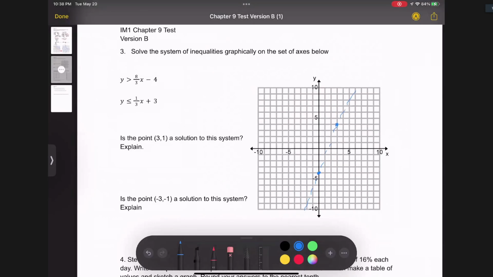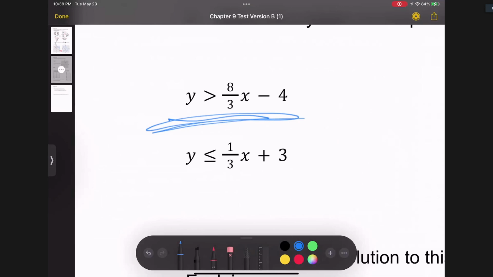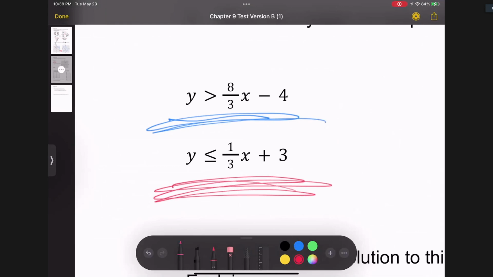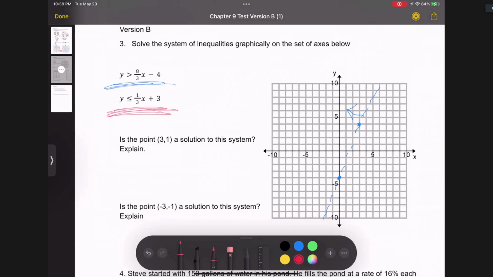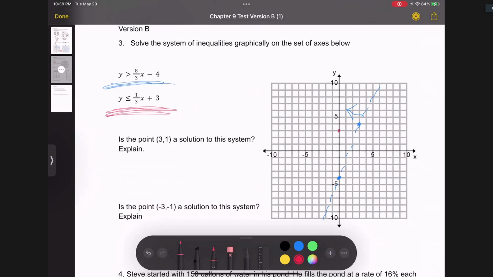Okay, so in this case you're going to be shading upwards because you have y is greater than, and this is going to be shading downwards of the line because I know it's y is less than or equal to. So let's graph that red one. This is going to be this spot right here, 1/3, 1/3, 1/3. It should be about this situation that I'm drawing right here.